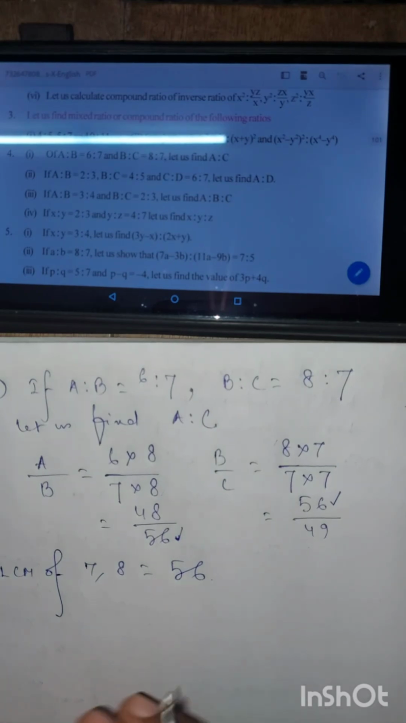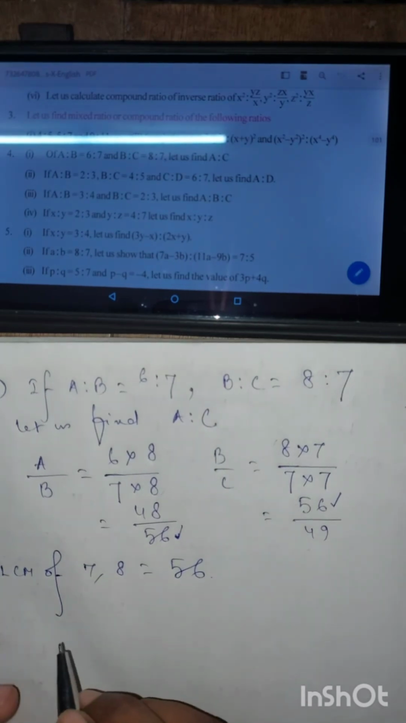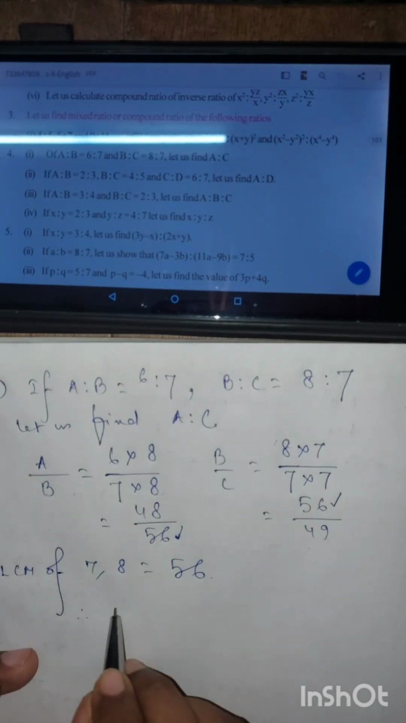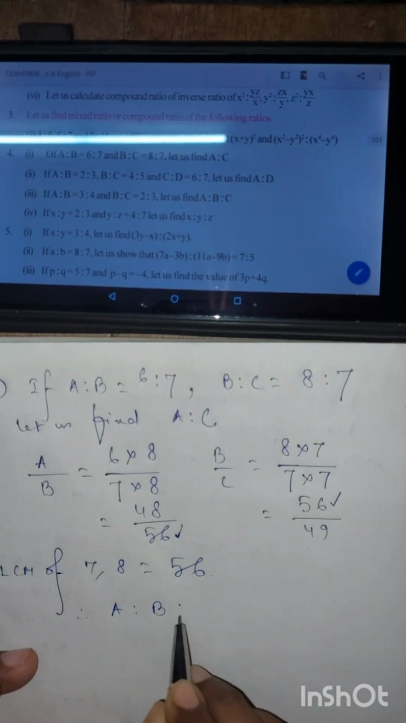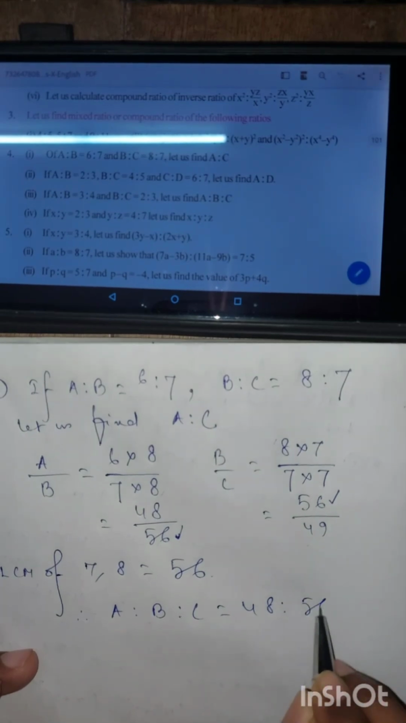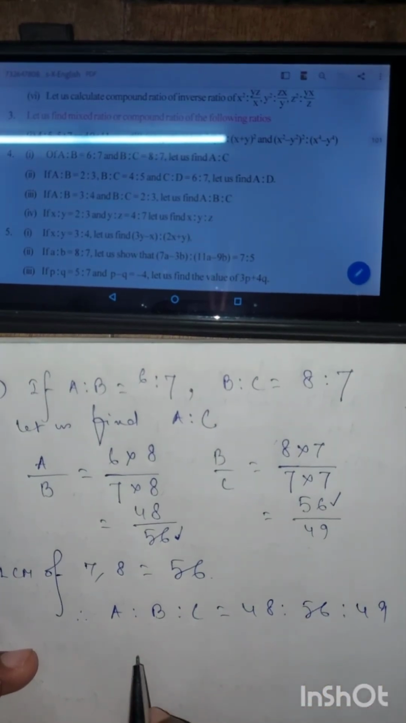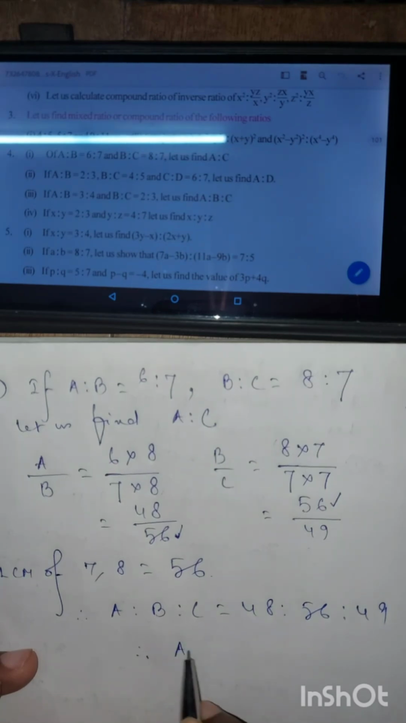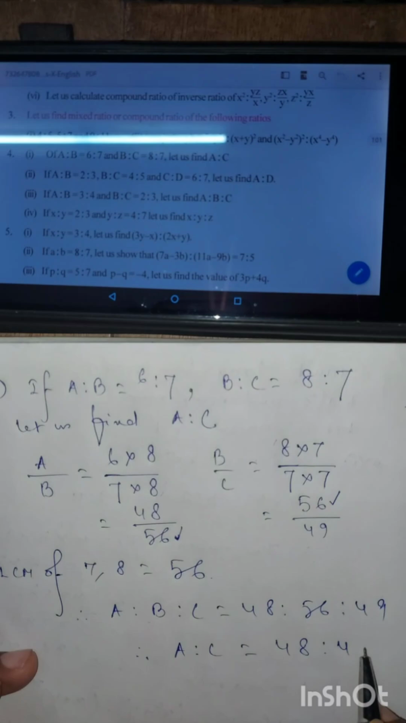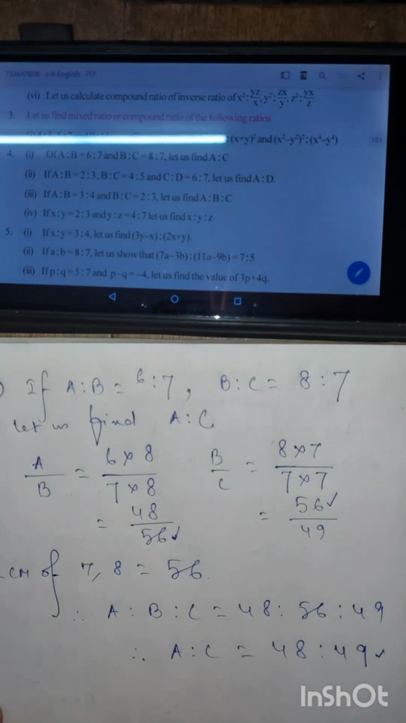Now we can compare A, B and C. Therefore we can write A is to B is to C is equal to 48 is to 56 is to 49. Therefore if we remove B, we can write A is to C should be equal to 48 is to 49. So this is our answer, A is to C.